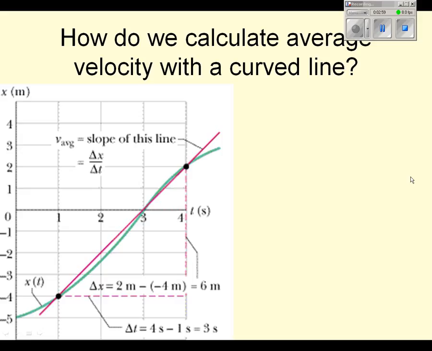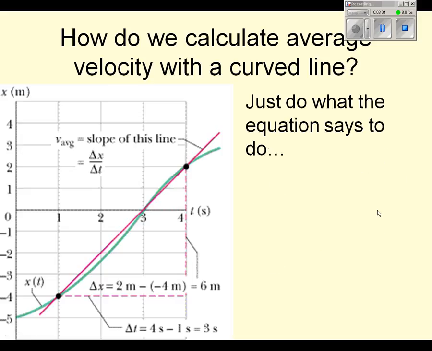Now, how do we calculate average velocity with a curved line? Remember, we don't want instantaneous velocity, we want average velocity. We just do what the equation says to do. We take the displacement, we start at -4 meters. At that one point, we go up to 2 meters, so there's a displacement of 6 meters. It occurred in a time of 3 seconds because it went from the 1 second point to the 4 second point, so the average velocity is 2 meters per second. In other words, it's the slope of the red line. Not the slope of the green line, but the slope of the red line.